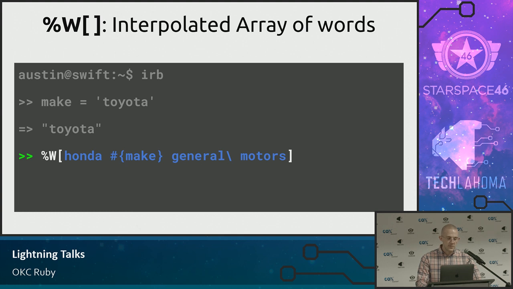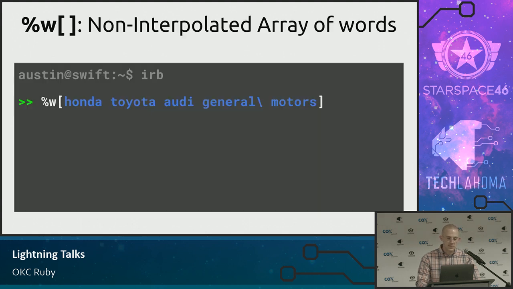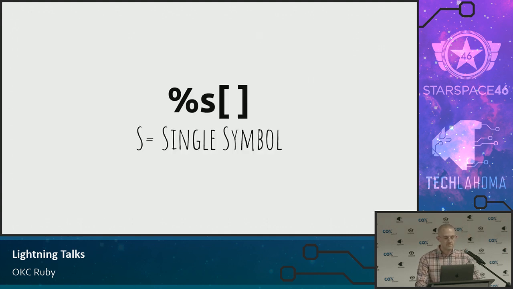So again, capital, it's going to perform interpolation, so we should see make change there in the middle. And because I'm escaping the space between general and motors, it should accept that as one single string. So if you run it, you can see it creates this nice list for us with a lot less typing. So that's pretty convenient. Lowercase, again, same operation without interpolation. Same content. You can see I took out the statement requesting interpolation because we know that it'll just pop up as being escaped. But you can see that it performs the same thing.